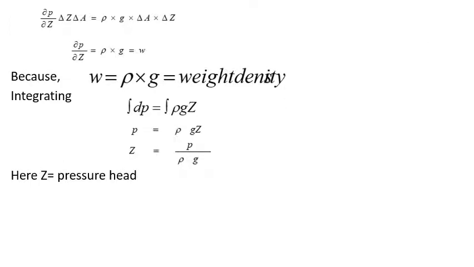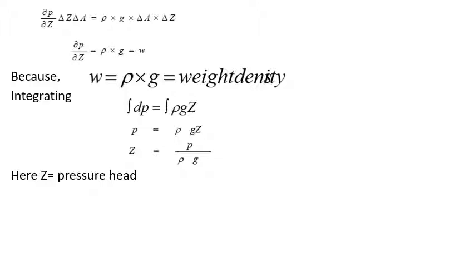Thereafter, the cancellation of the terms. So here, ∂p/∂z is equal to ρ g. Already we studied the weight density: ρ g is equal to w. That is indicated by small letter w, the weight density of the fluid. So because w is equal to ρ g, that is the weight density.